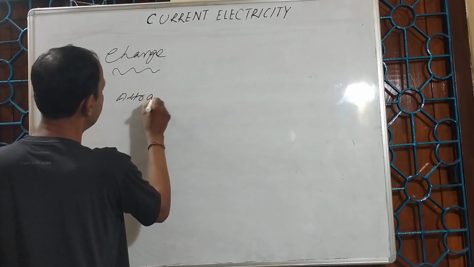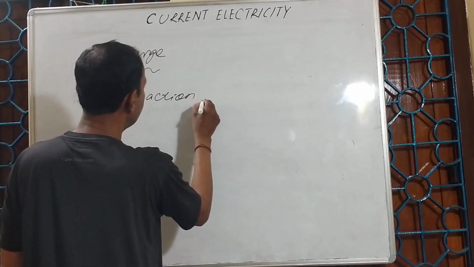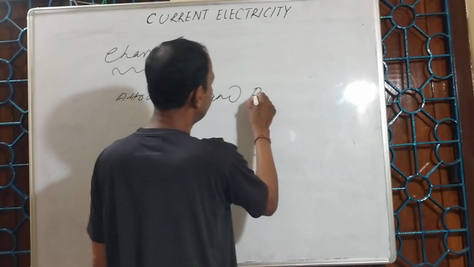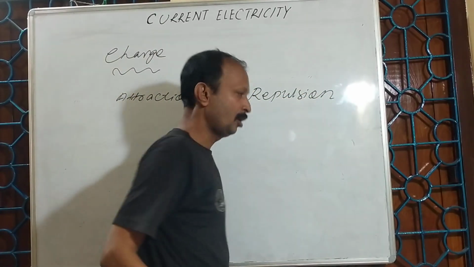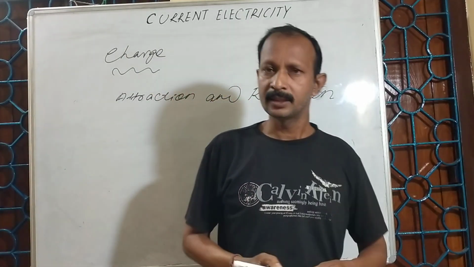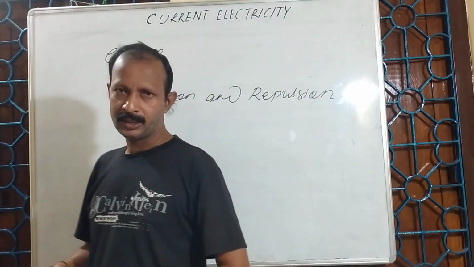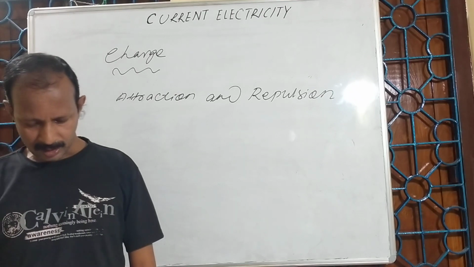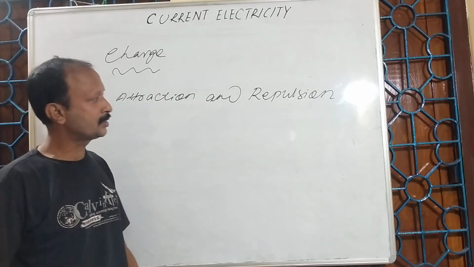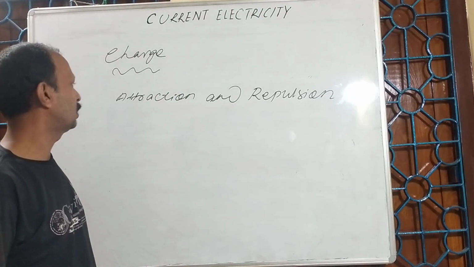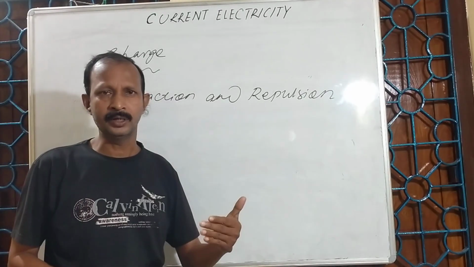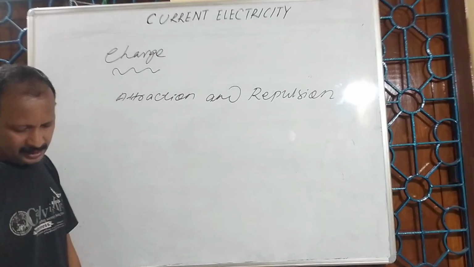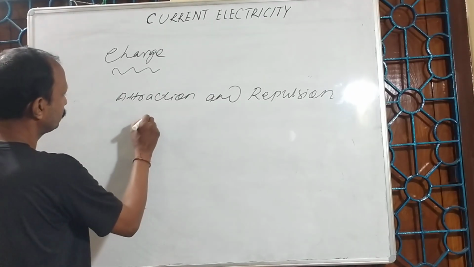One property is attraction and repulsion. Already you have been studying from lower classes that like charges repel each other, whereas unlike charges attract each other. This is the attraction and repulsion property.